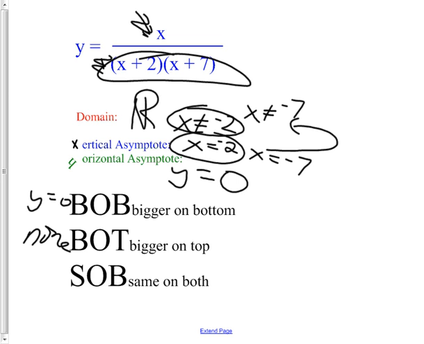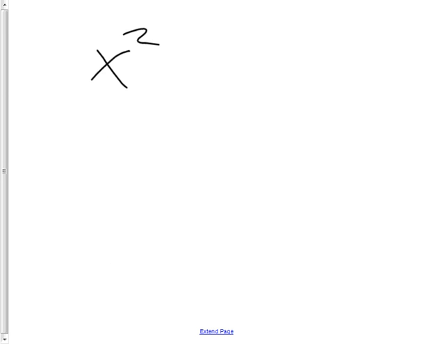So if I give you a few, you should be able to tell me fairly quickly if it's bigger on top, bigger on bottom, or same on both. What's that? Bigger on top. So what's the rule for bots? There's no bots. No asymptotes then. How about now? Bigger on bottom. What's the answer? Y equals 0. There's a lot of those too. What there's not too many of is that kind, where it's same on both.